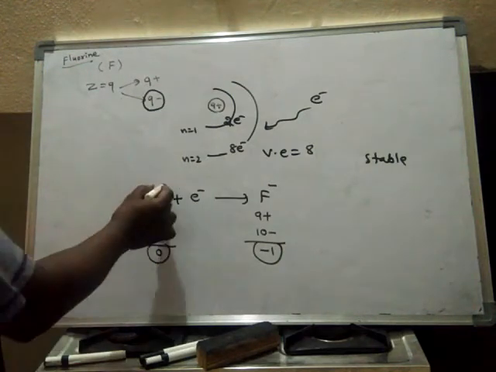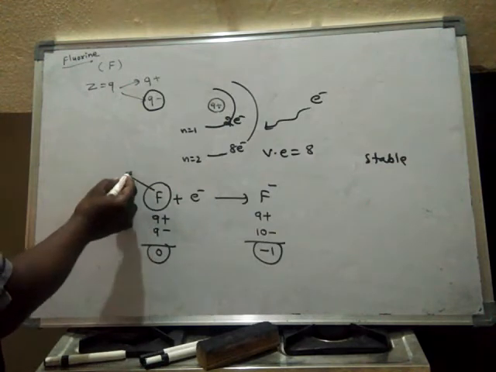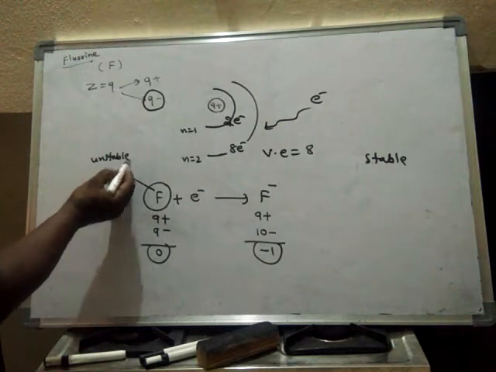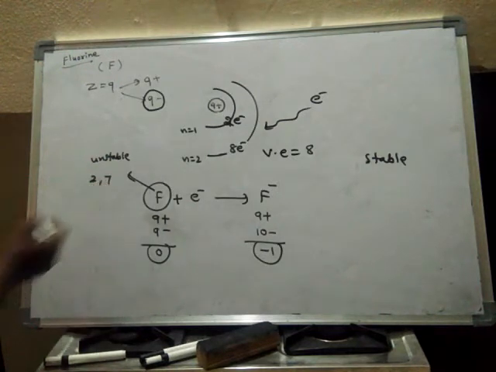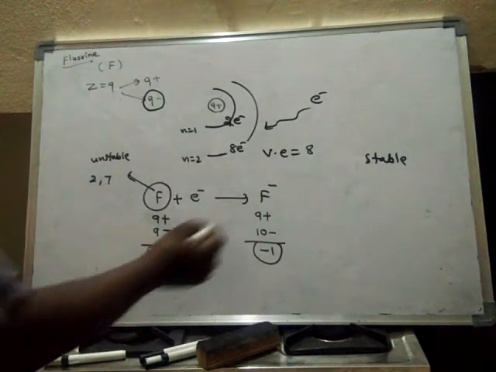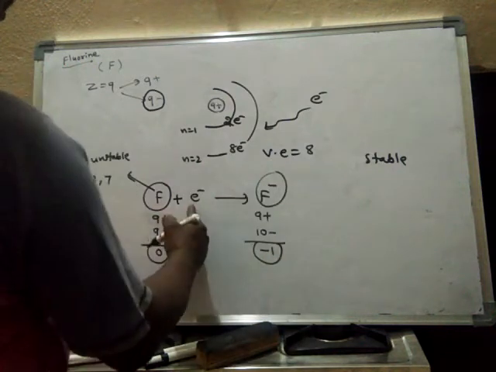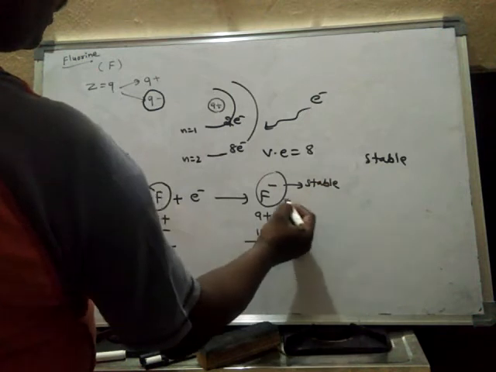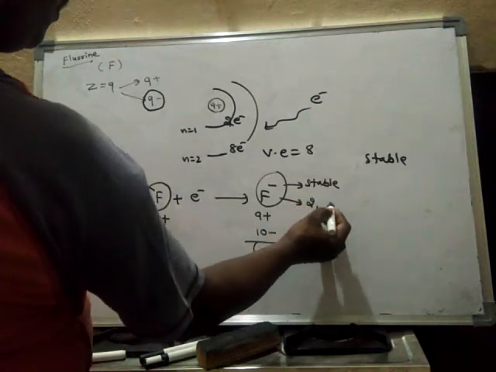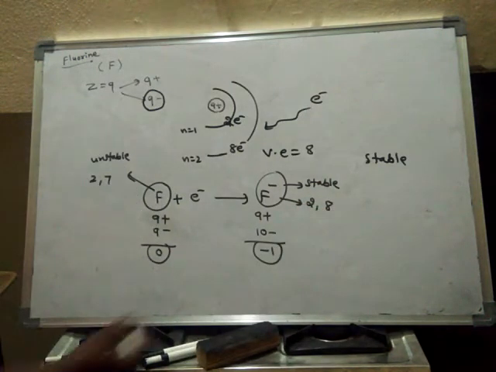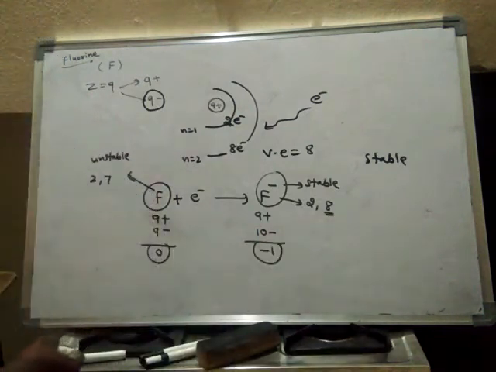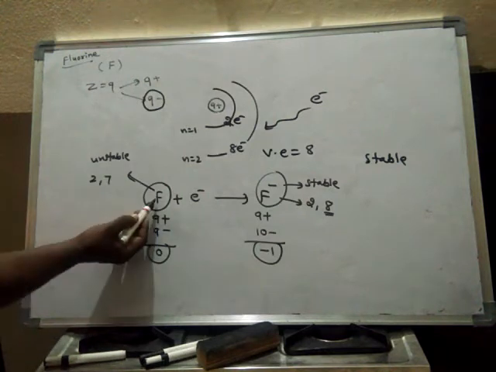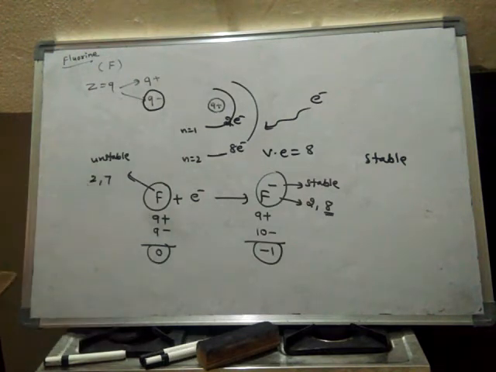So this fluorine atom is unstable because it has a 2,7 arrangement. But after gaining one electron, it will become stable. Why? Because after gaining one electron, it has a 2,8 electron arrangement. So the outermost orbit has 8 electrons, hence it is stable. That means F minus is stable, whereas the fluorine atom is unstable.